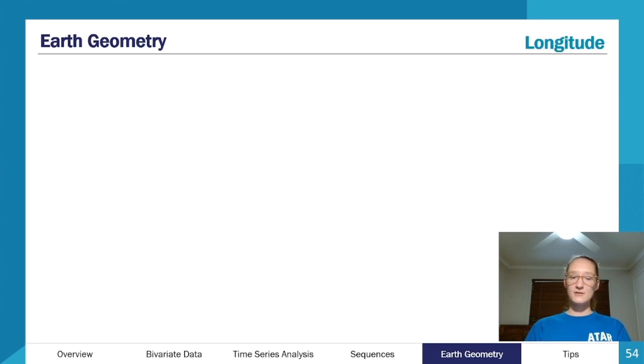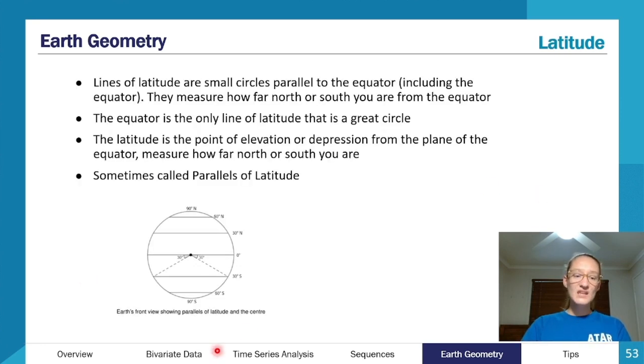Okay, so I've just got my one illustration. Here we can see our diagram is Earth's front view showing parallels of latitude and the center of the Earth. So if we're looking at this as our Earth, this is our equator.